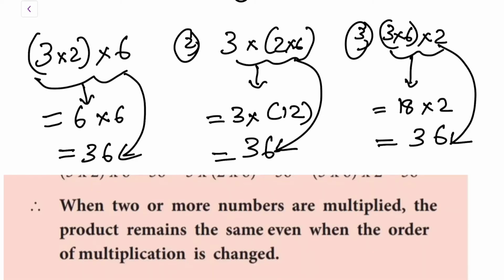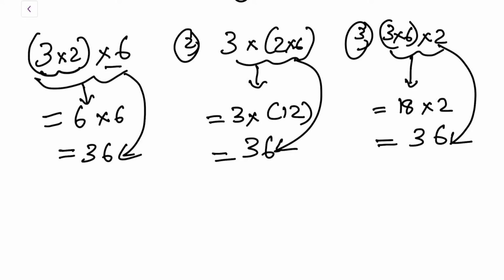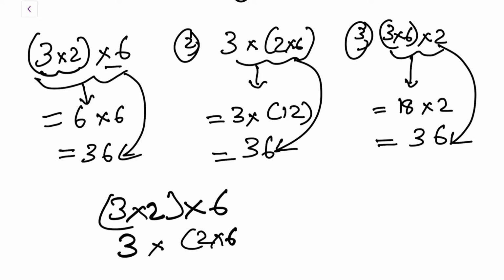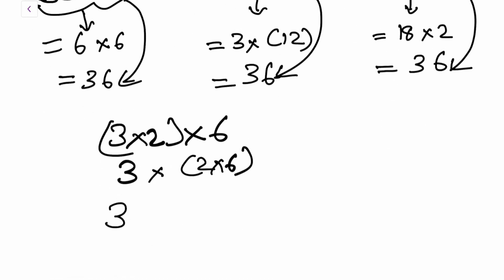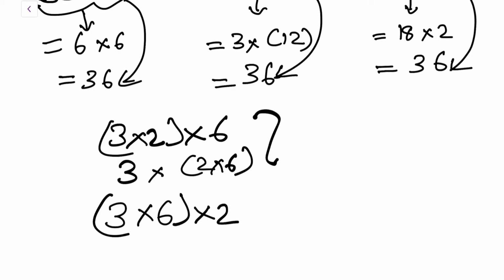Here's your property. When two or more numbers are multiplied, the product remains the same even when the order of multiplication is changed. Okay. So when two or more numbers are multiplied, you see the order is changed, but the product is still the same. Okay. 3 into 2 into 6 you can do. It will be the same as 3 into 2 into 6. Or it will be the same as 3 into 6 into 2. The order can be changed here and there. 3, 2, 6 can be put here and there, but it doesn't matter what the order is. The product remains the same, which is 36. That's your second property.